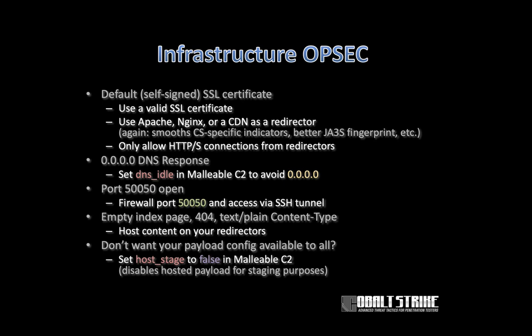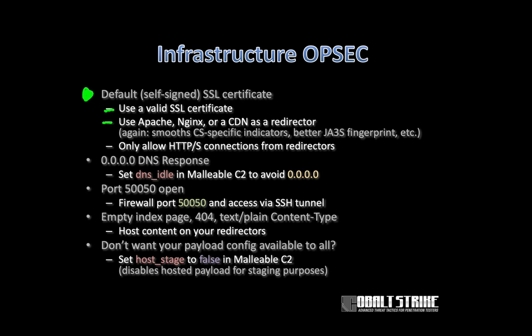First things first, do not use a default SSL certificate. You can set a valid SSL certificate in your Malleable C2 profile. I recommend that you do that. I also continue to recommend that you consider using an Apache or Nginx server or a CDN as a redirector. Again, this can smooth out some Cobalt Strike specific indicators, and it can help with your JA3 server fingerprint.